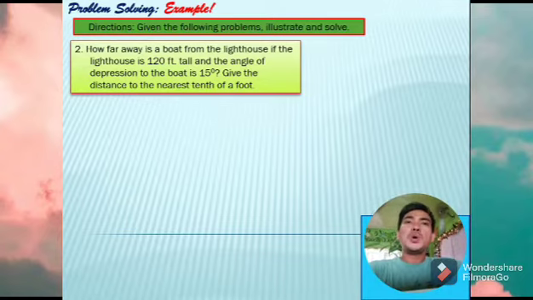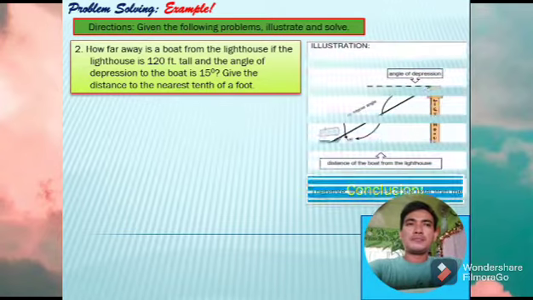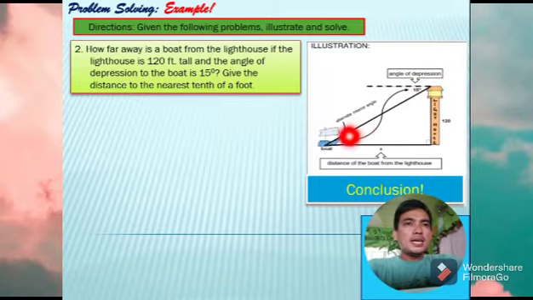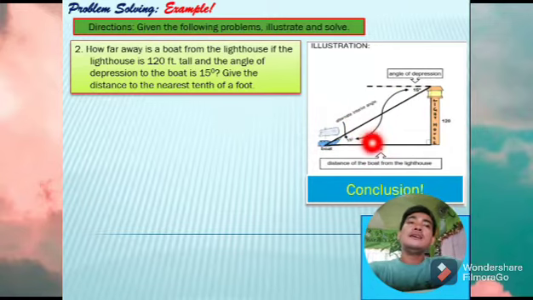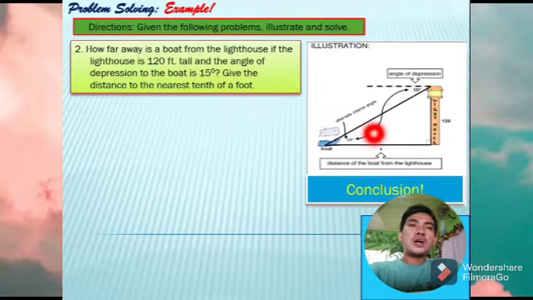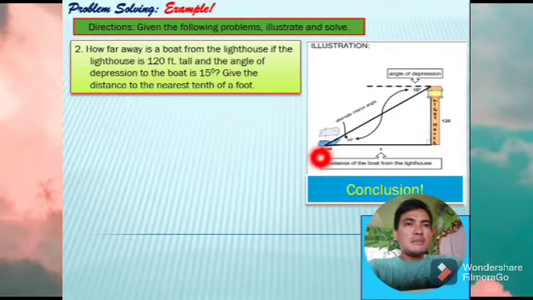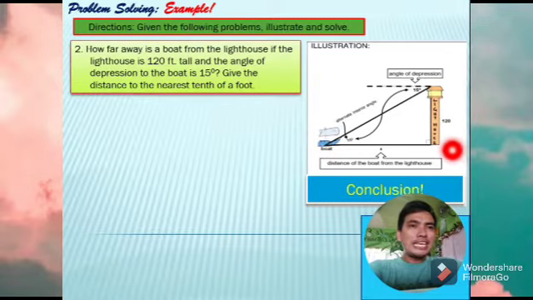Okay, once again, you are going to illustrate first. With our illustration here, the angle of depression is equivalent to 15 degrees. So right here, that is 15 degrees. And remember, you can apply that this angle here is just equal to the angle from here, because alternate interior angles are congruent. Our lighthouse is 120 feet and the distance from this boat to the lighthouse is unknown.